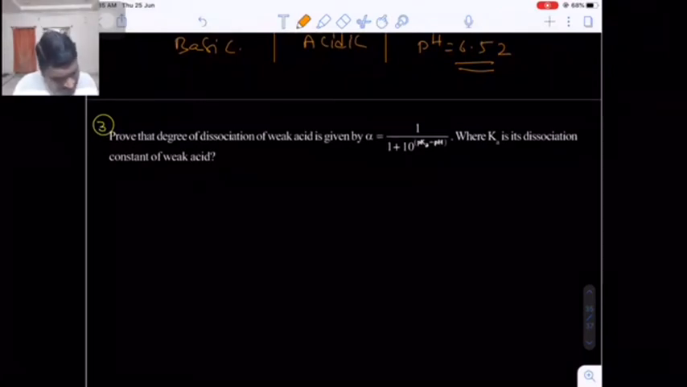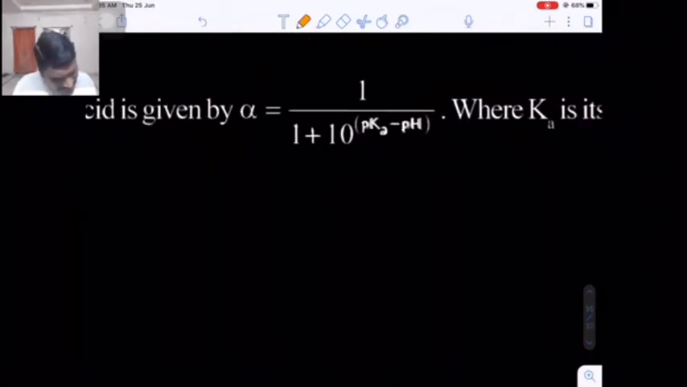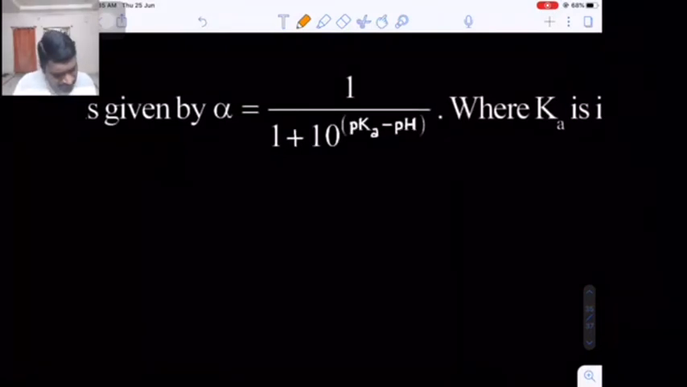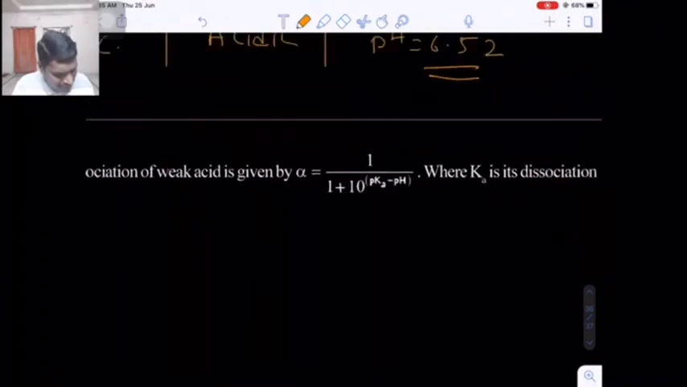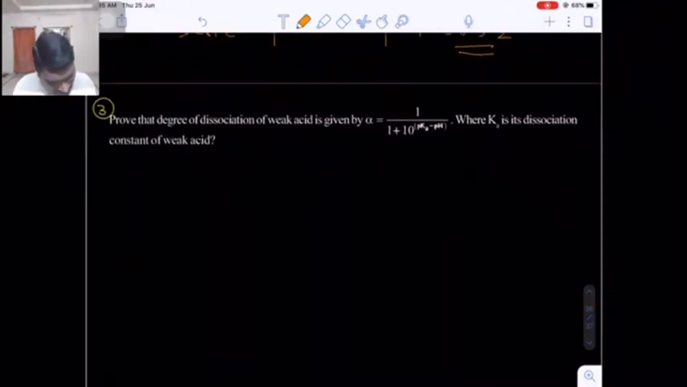Prove that the degree of dissociation of a weak acid, alpha, is given by 1 over 1 plus 10 to the power pKa minus pH, where Ka is the dissociation constant. Okay. Now we have to prove. Let's suppose HA is a weak acid. How is it dissociated? As H plus and A minus.